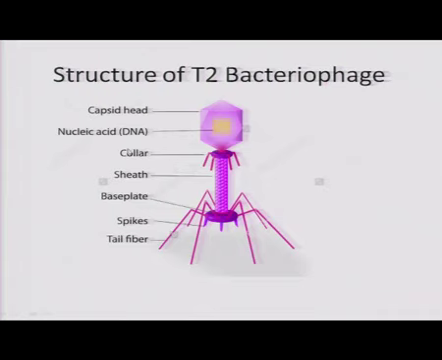Let us know about the structure of bacteriophage. Hershey and Chase were doing their experiment on T2 bacteriophage. This is the typical structure of T2 bacteriophage. This one is the capsid. This capsid is made up of protein, and this protein coat encloses the genetic material of the bacteriophage. The genetic material of bacteriophage is DNA. This part of the bacteriophage is considered as the collar. This one is the sheath. Here it is the base plate, then the spike and the tail fiber. So, this is a typical structure of bacteriophage.